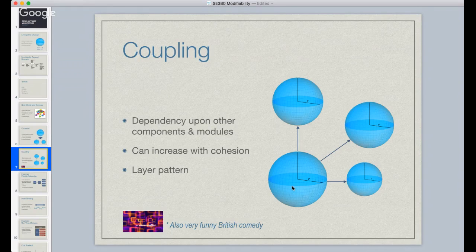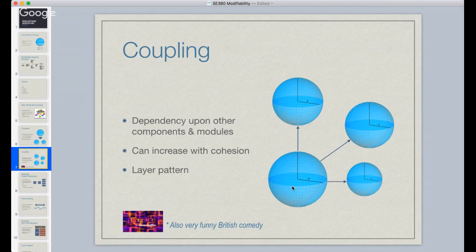And we can do this using the notion of layers, where I can control coupling in the system. And we're going to look at that when we look at patterns. But we're also thinking about how we can reduce coupling by deferring those relationships. In other words, by hiding those relationships. And we're going to look at publish-subscribe in just a moment as a way of doing that.